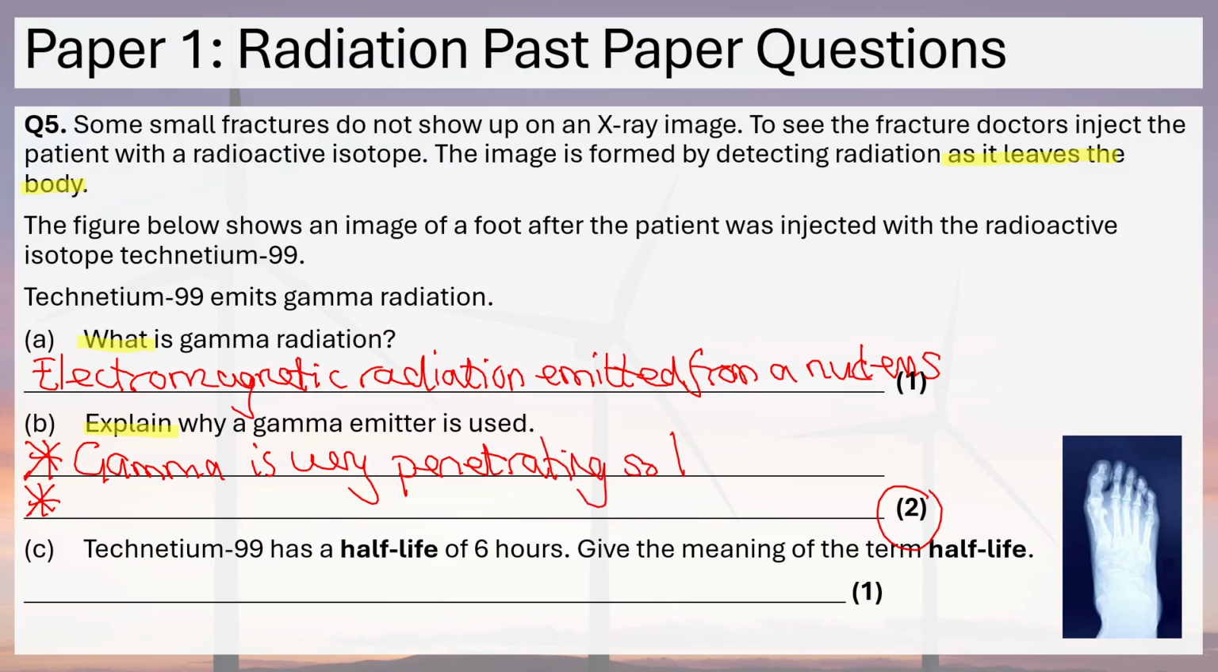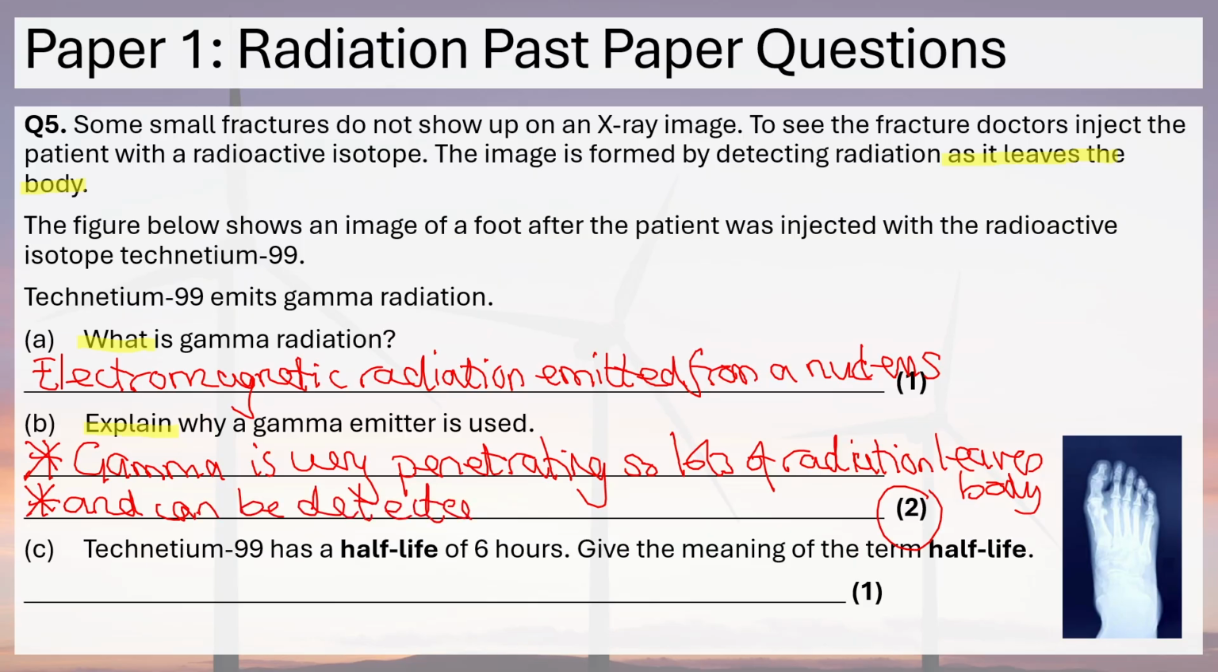So lots of radiation will leave the body. And the second point, and can be detected outside the body. So we use something rather like an X-ray plate, and it's put outside the body and it detects the radiation as it leaves.